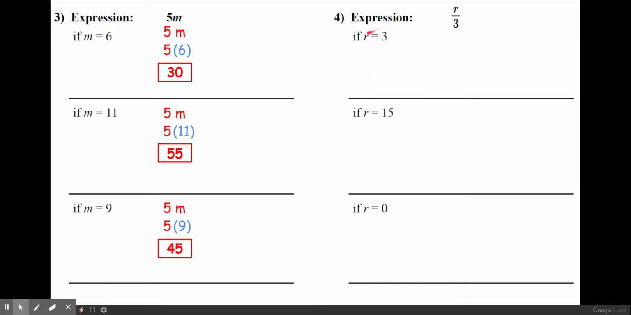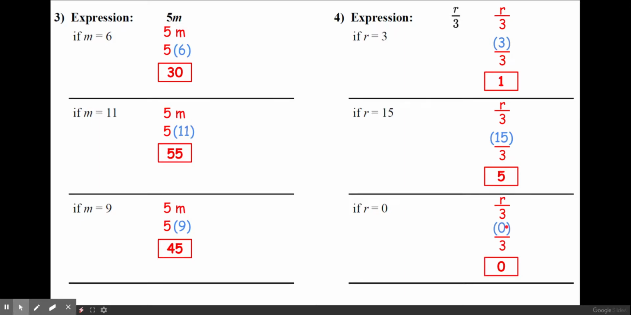Let's do number 4. R over 3, it's a fraction, but remember a fraction is basically just a division problem, so it's the top term, r divided by 3. So r divided by 3. Let's see, what if r was 3? 3 divided by 3 is just 1. What if r was 15? 15 divided by 3 is 5. And finally, what if r is 0? 0 divided by 3, it's not 3. 0 divided by 3 is 0. So that's how you would do that.